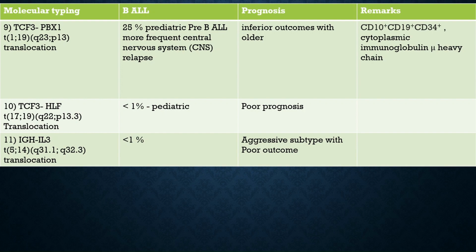10th is TCF3-HLF. It is a translocation 17;19. It is seen in less than 1% of pediatric cases. It has a poor prognosis. 11th is IGH-IL3. It is translocation 5;14. It is seen in less than 1% of cases. It is an aggressive subtype with poor outcome.